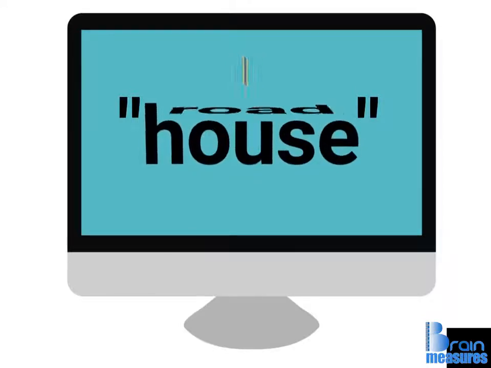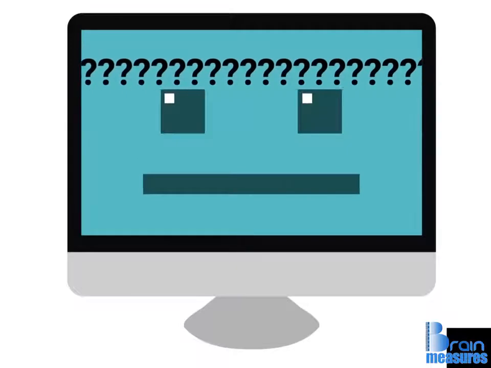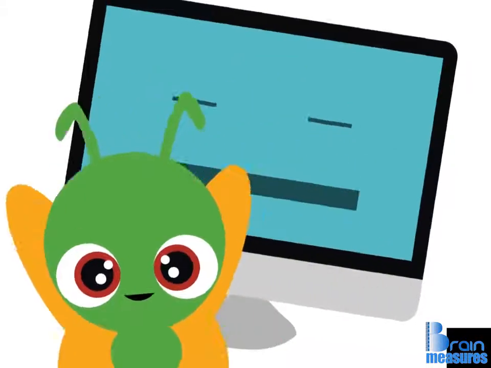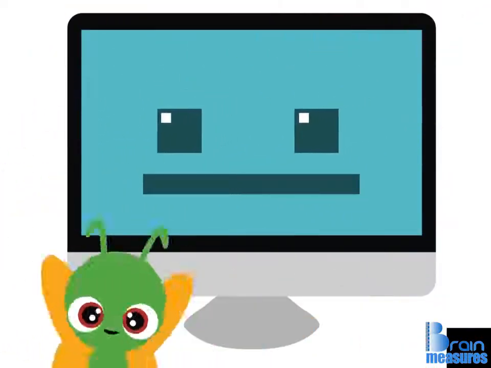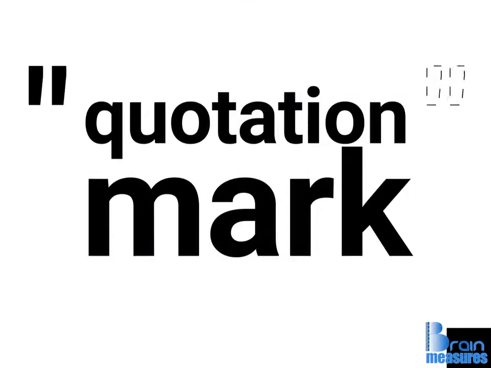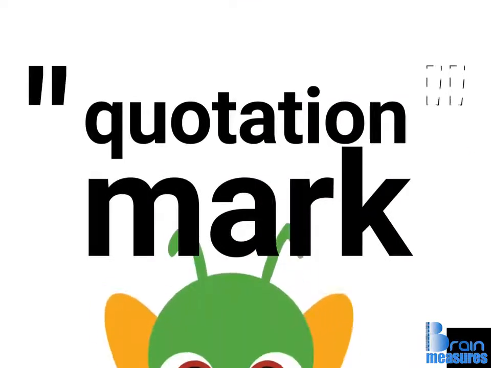But if we write the word house without quotation marks, like so, the computer will think that we want to use an instruction called house. This will create a bug as the computer does not recognize any instruction called house. Forgetting the opening quotation mark or the closing quotation mark will also cause strange bugs.